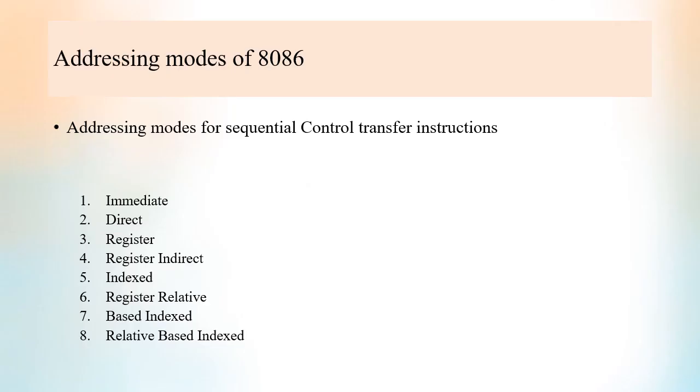Now these are the register set of our 8086 microprocessor. The general data registers AX, BX, CX and DX, pointer and index group SP, BP, SI, DI and IP register, segment registers ES, CS, DS and SS, and the flag register which is used to indicate the result of ALU operation. In 8086 microprocessor, there are 8 addressing modes. They are immediate, direct, register, register indirect, indexed, register relative, based indexed, and relative based indexed.